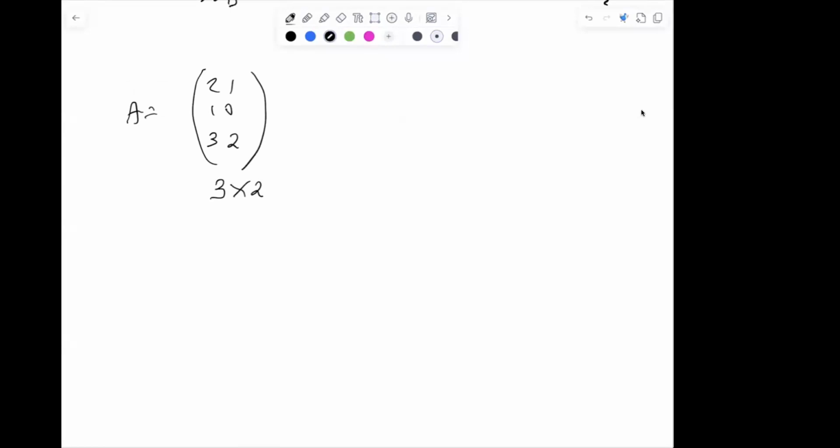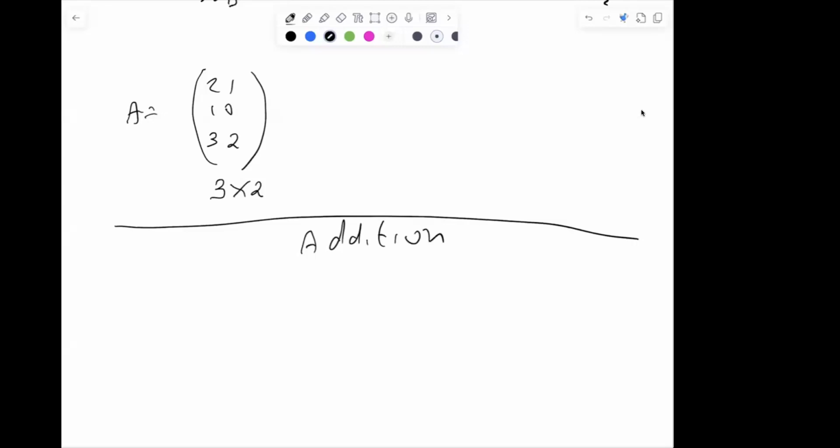Great. So let's start with the first operation, which is called addition. To add matrices, it's very simple. You just add the components. So for example, let's look at this A and let's look at B, which is 1, 0, 0, 1, 0, 1. If we want to add them, C equals A plus B. Even before we start, we assume that they must have the same dimensions, right? Otherwise, you cannot add all the components.